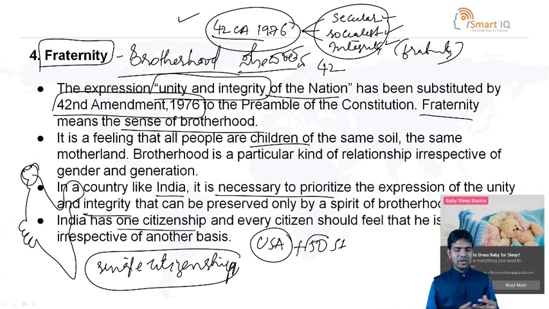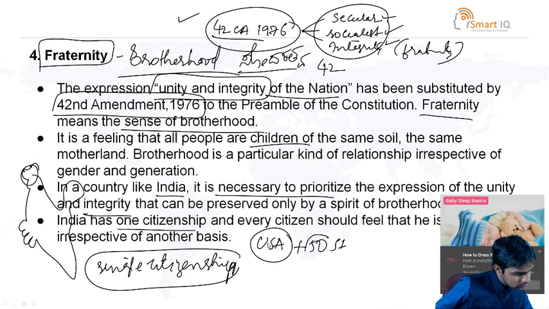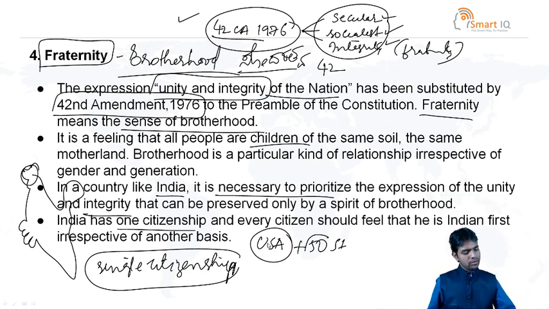That's the reason it's very important for a country like India. India's preamble talks about the fraternity of the people. India has one citizenship, and every citizen should feel that he is an Indian first, irrespective of any other basis. That's the reason fraternity is more important for a country like India.